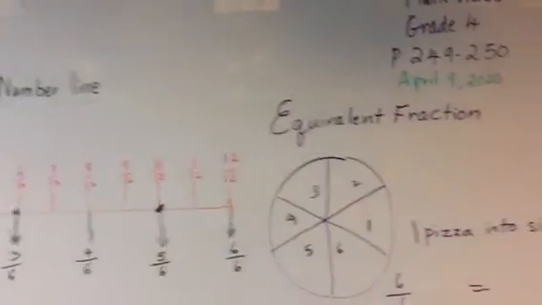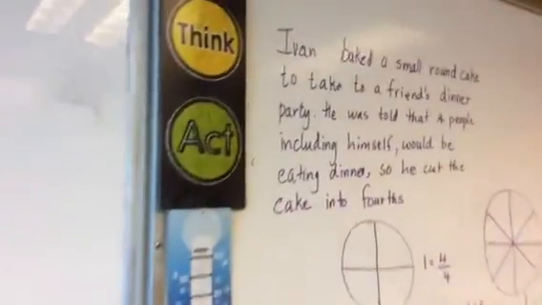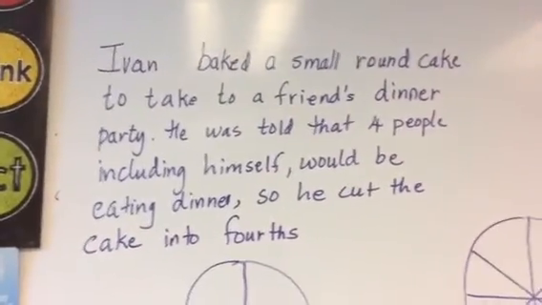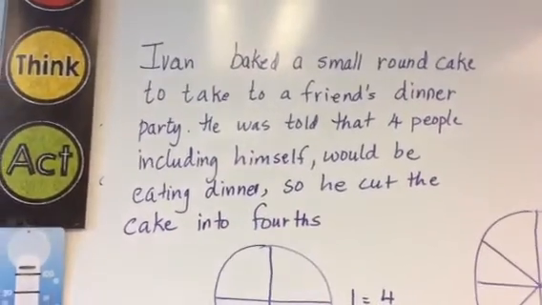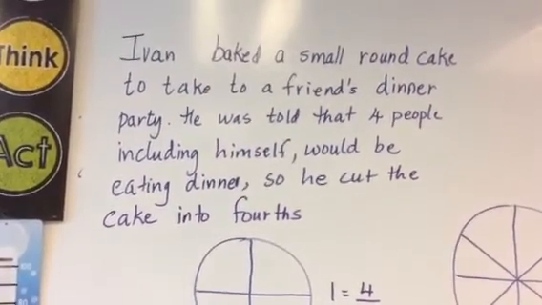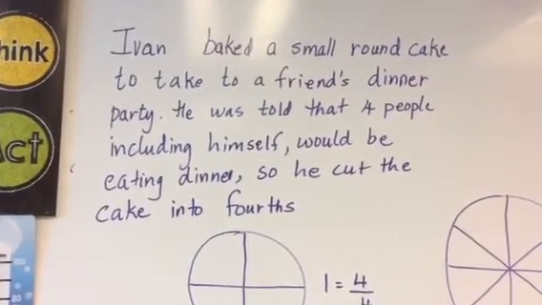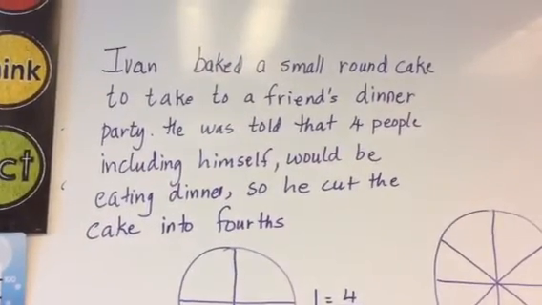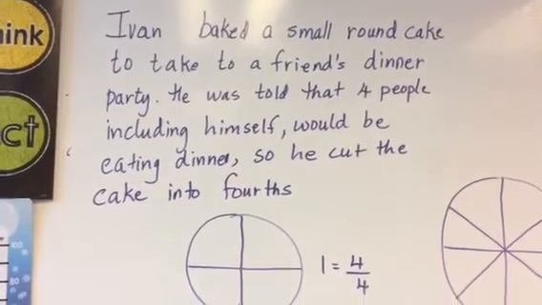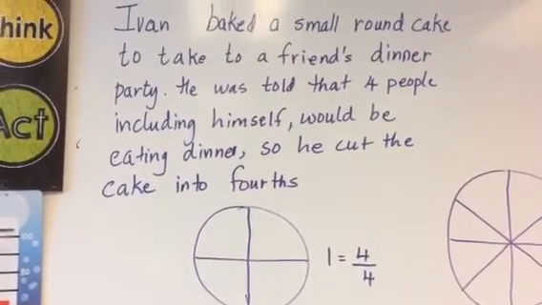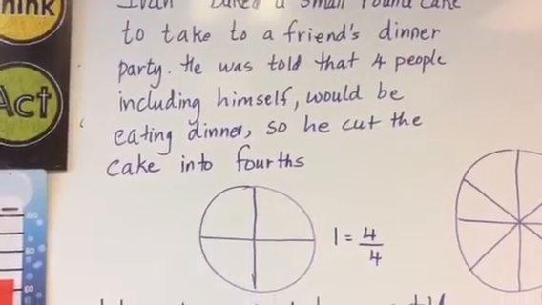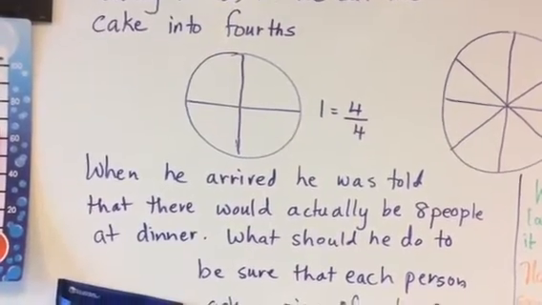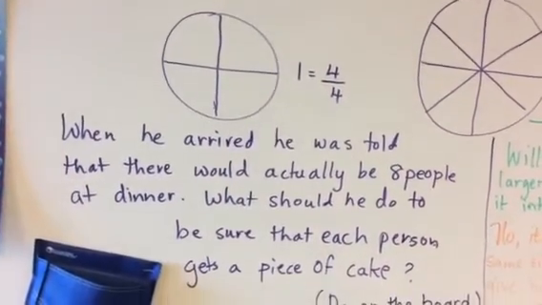Let's move on to a story problem where I think we can understand a little bit further about equivalent fractions. Equivalent fractions mean equal value. Ivan baked a small round cake to take to a friend's dinner party. He was told that 4 people, including himself, would be eating dinner. So he cut the cake into fourths. Now, when he arrived, he was told there would actually be 8 people at dinner. What should he do to be sure that each person gets a piece of cake?